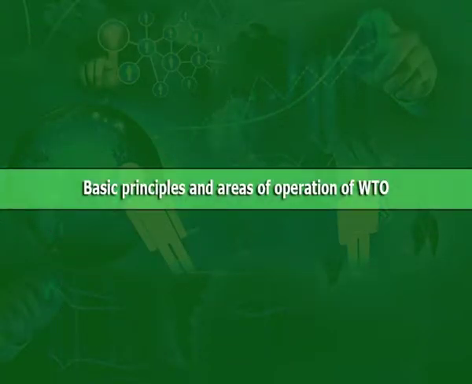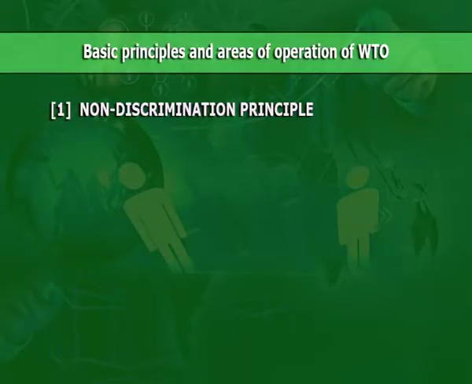Friends, let us have a look at some basic principles and areas of operation of WTO. There are a number of simple and fundamental principles of WTO. These principles are the foundation of the multilateral trading system. First is non-discrimination principle. Non-discrimination is a fundamental principle of the multilateral trading system and is recognized in the preamble of the WTO agreement as a key instrument to achieve the objectives of the WTO. In the preamble, WTO members express their desire to eliminate discriminatory treatment in international trade relations.